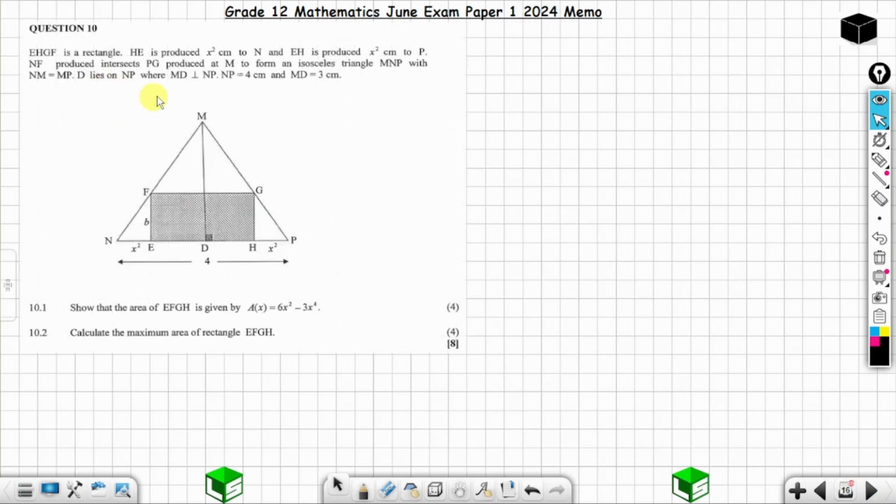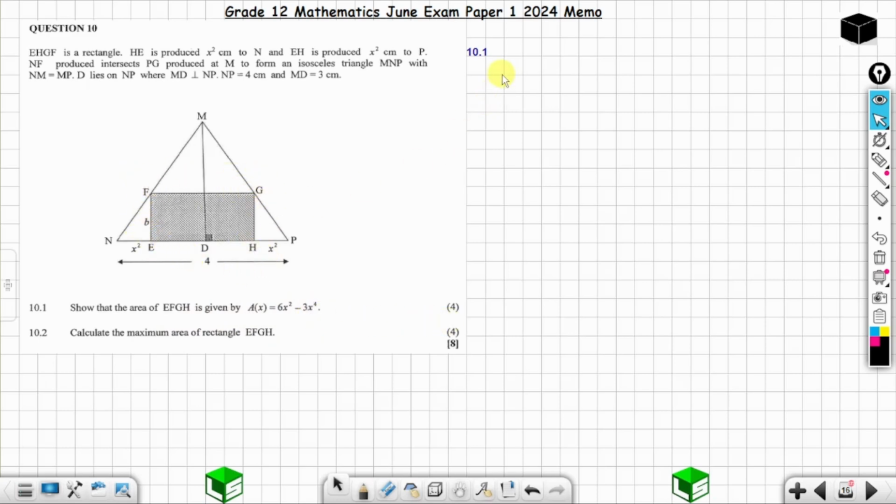So question 10, you can pause the video and read the question. So 10.1, show that the area of EFGH is given by A(x) is equal to this, 4 max. This is a rectangle.